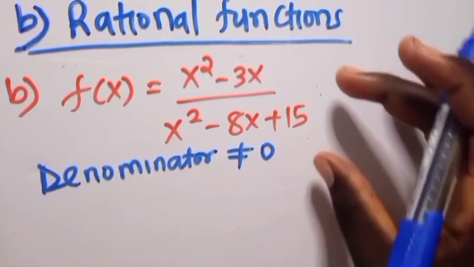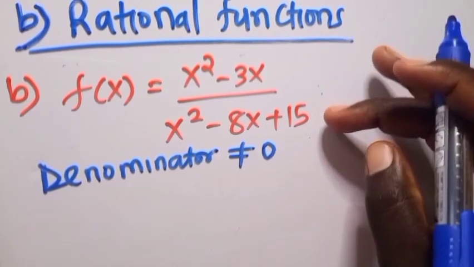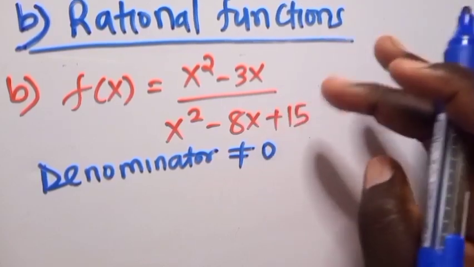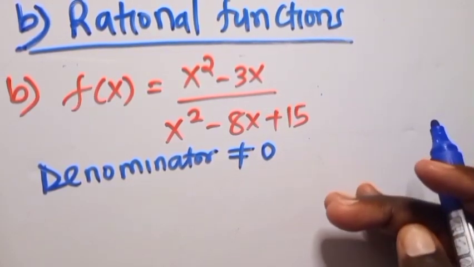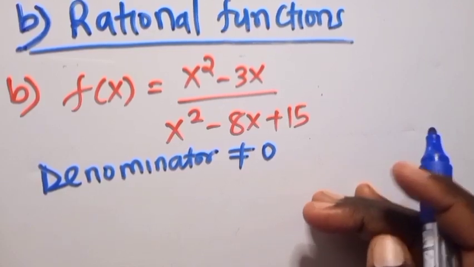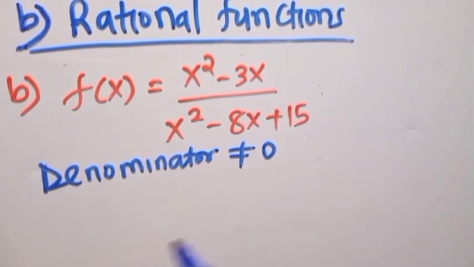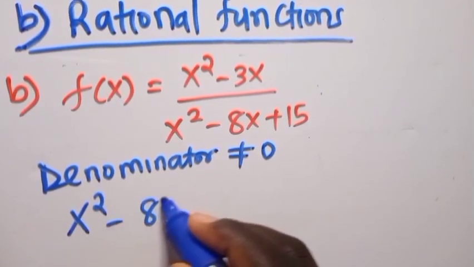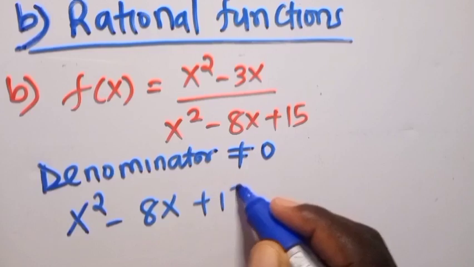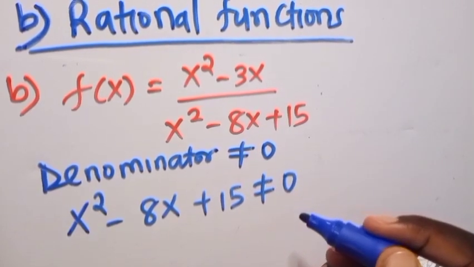The second rule is that we cannot take the square root of a negative number. Since this is a rational function, it does not have any square root anywhere, so the second rule is ignored. Therefore, the denominator x squared minus 8x plus 15 should not be equal to 0.